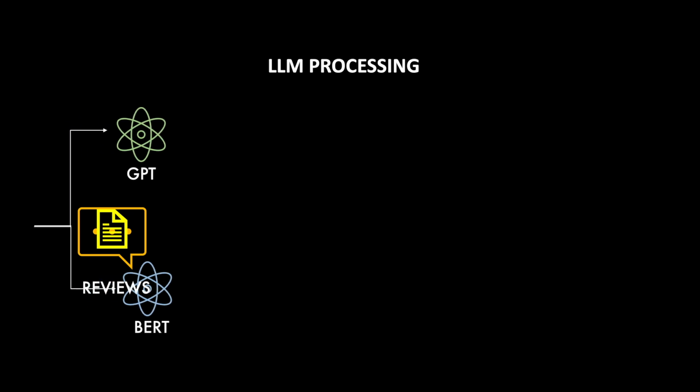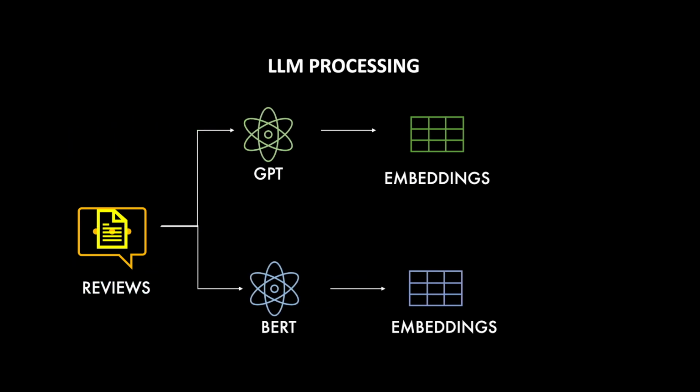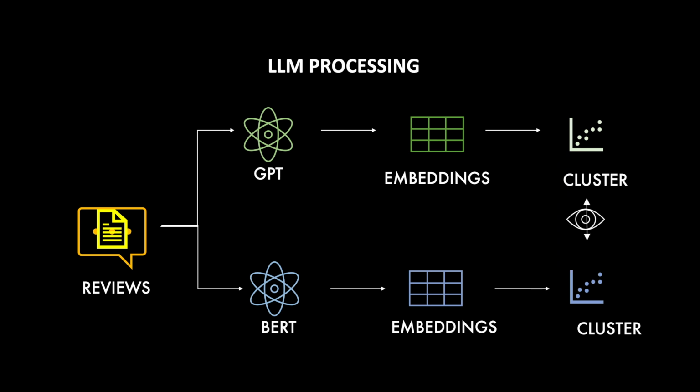We can process the review through a large language model, and the output of the large language model will be a vector representation of each text, also called embeddings. The embeddings are then converted into clusters. We can then visually compare the clustering results to see which is more effective, BERT or GPT.